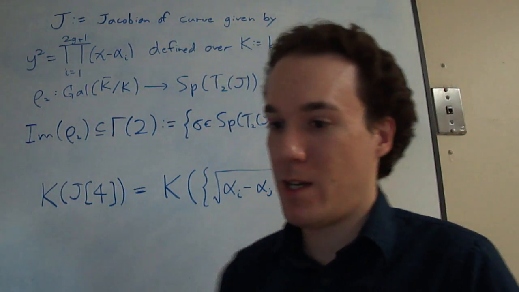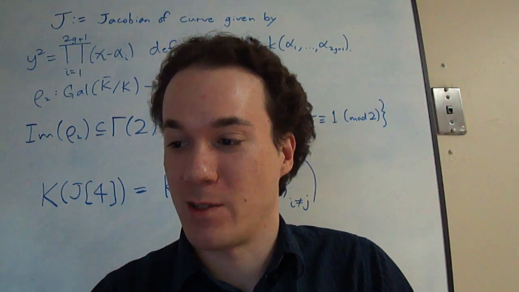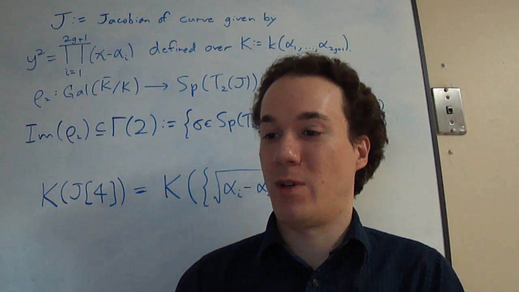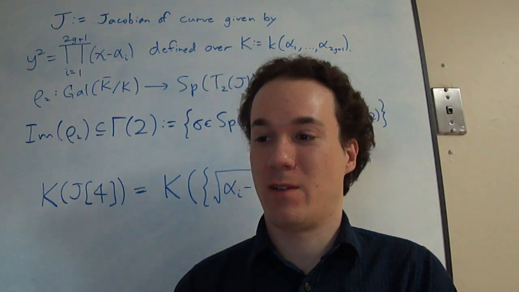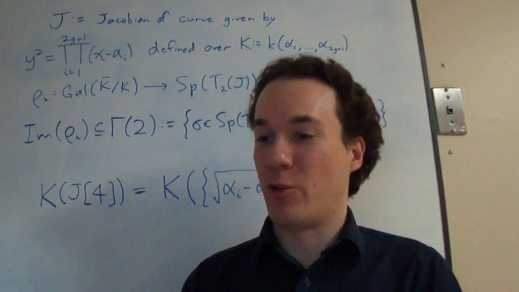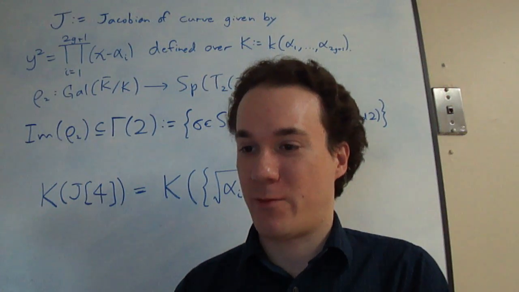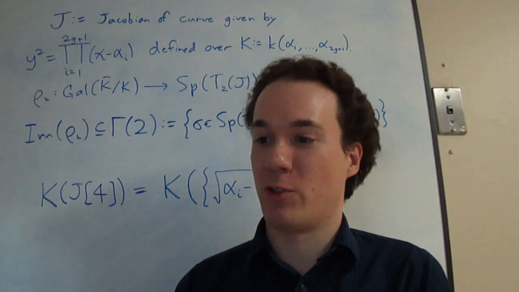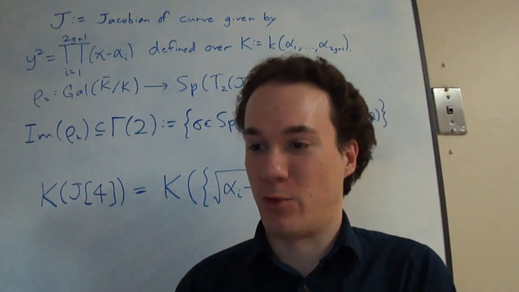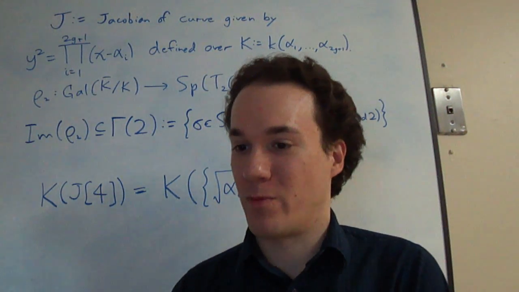modulo 2. The main question that this paper addresses is whether this image in fact is equal to gamma of 2. In other words, whether the Galois image in the generic case is as large as possible. This was already well known to be the case for elliptic curves. For hyperelliptic Jacobians, it was well known that the endomorphism ring in the generic case is Z, making it possible for the two-adic Galois image to be large.